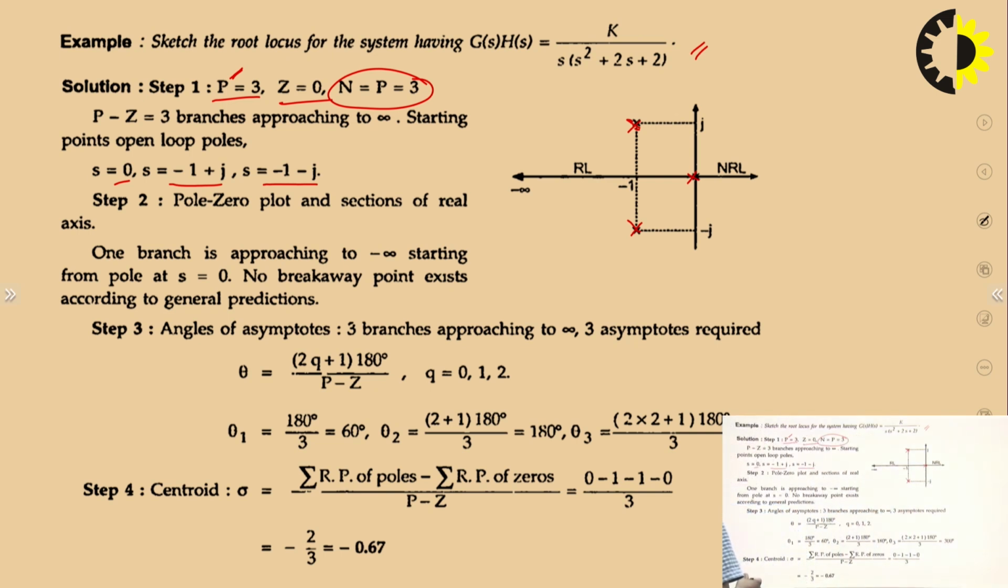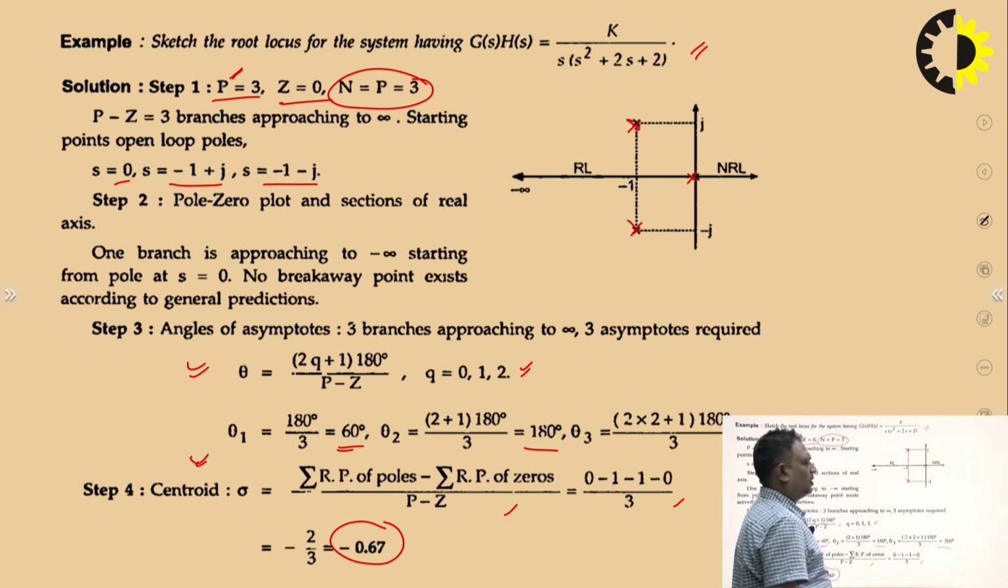Okay. And now we will calculate the angle of asymptotes, that is (2q plus 1) into 180 upon P minus Z, where q equals 0, 1, 2, which is 0 to P minus Z minus 1. Okay, so you will calculate the angles 60, 180 and 300. Then we will calculate the centroid, which is sigma real part of poles minus sigma real part of zeros upon P minus Z. So this value is minus 0.67. It is important to note that this centroid may or may not be part of the root locus.